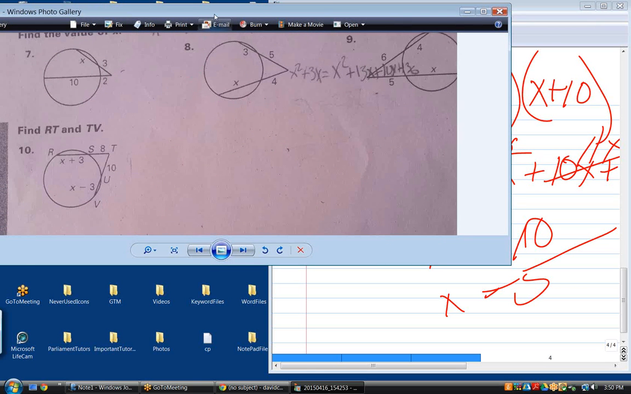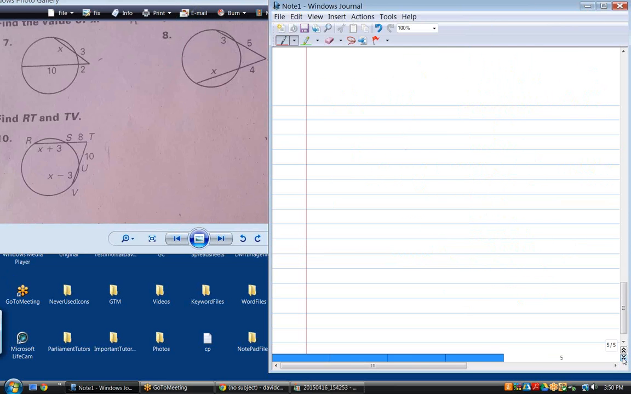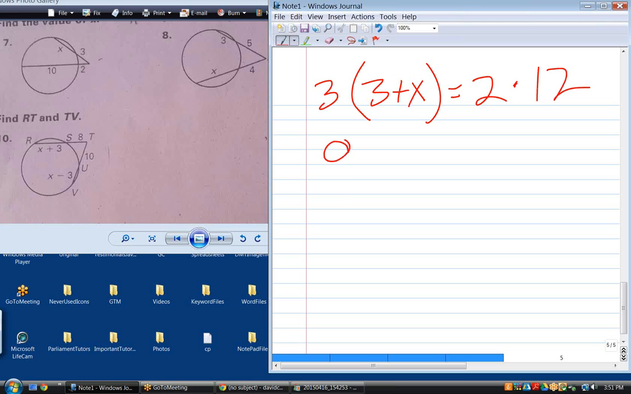All right, these are a little different. When you have secant lines that intersect outside of a circle, it's not 3 times x equals 2 times 10. It's not the same as with chords. It's 3 times the entire length of that thing, which is 3 plus x, equals 2 times 2 plus 10. In other words, the equation is going to be 3 times 3 plus x, the entire length of that top secant line. And that has to be equal to the extended part, 2, times the entire length of that secant line, which is 12. Okay. And now it becomes easy.